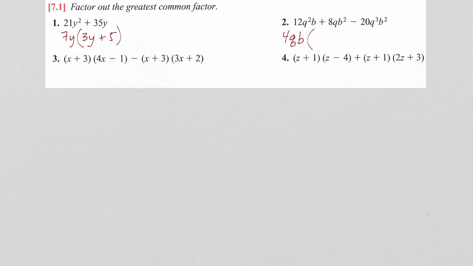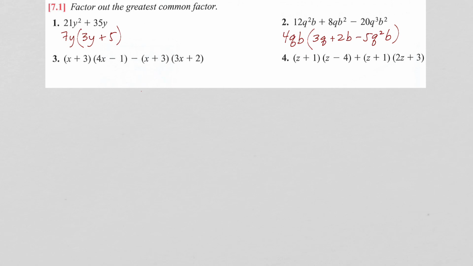Open up this, and I need to multiply by a 3q to get from here to here, plus 2b to multiply to get to there, and minus 5q squared b to multiply to get to that. And there is no common factor here, so I know that that's the final answer.